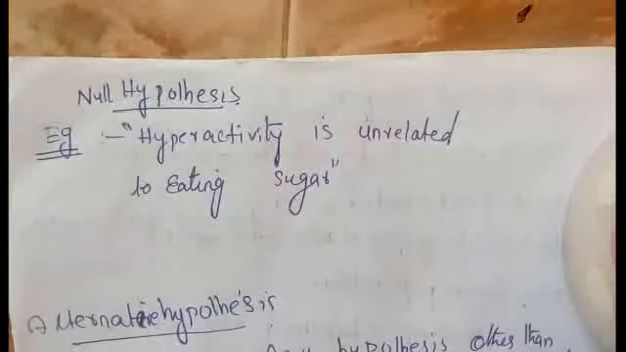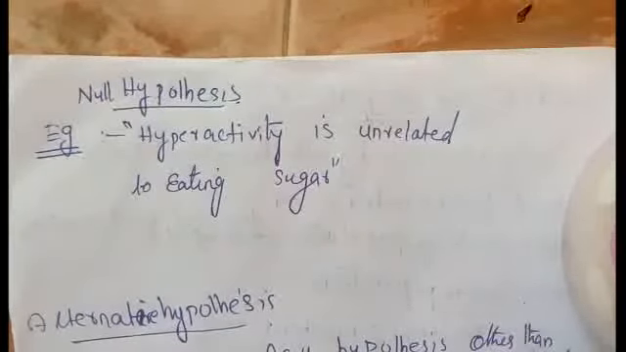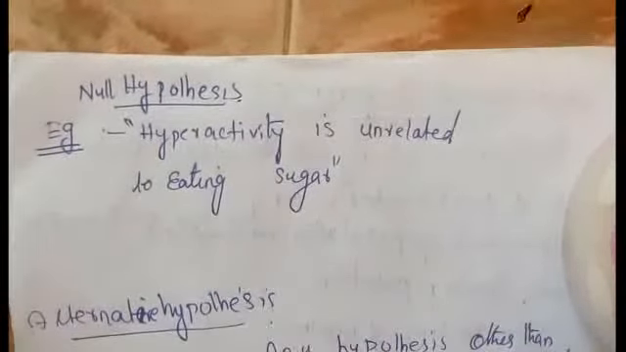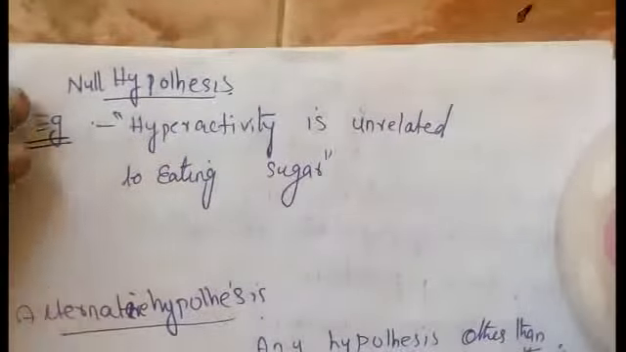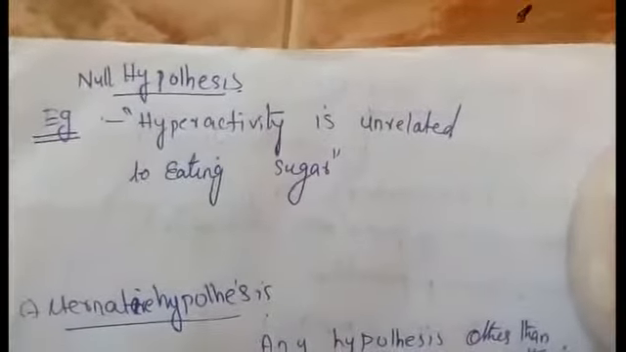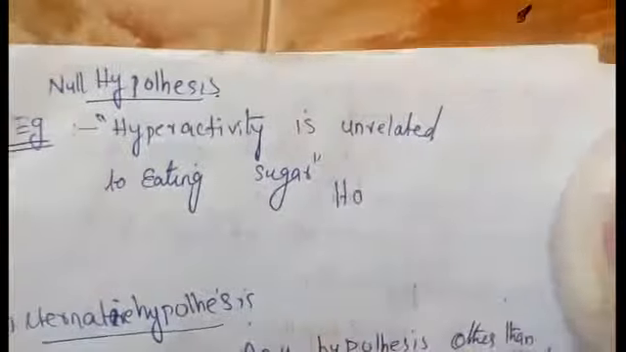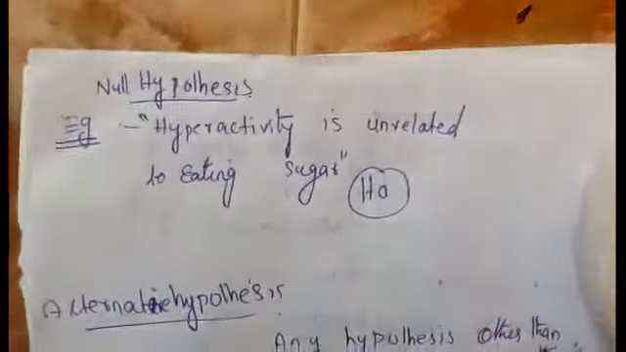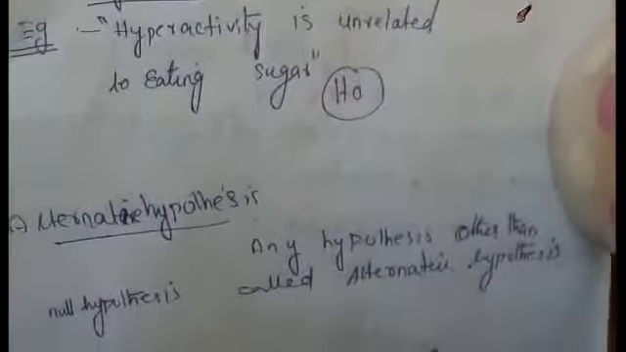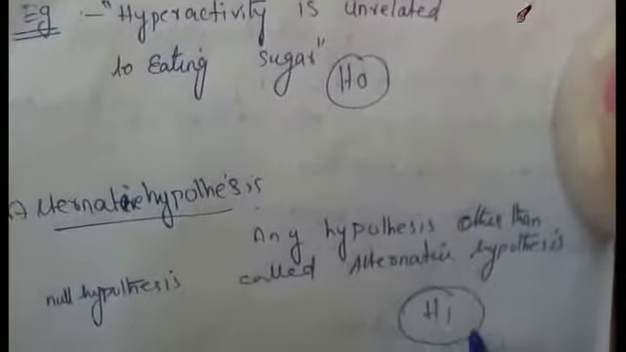And we have another hypothesis. That hypothesis is called the alternative hypothesis. The null hypothesis is denoted by H naught, and the alternative hypothesis is denoted by H1.